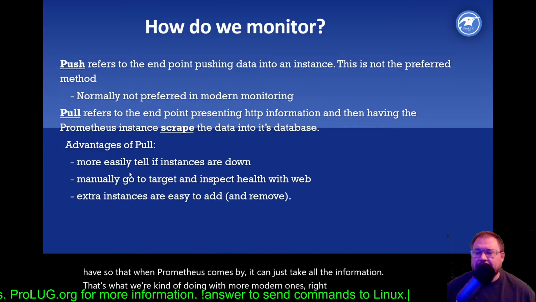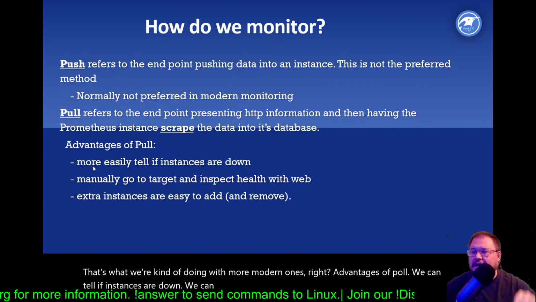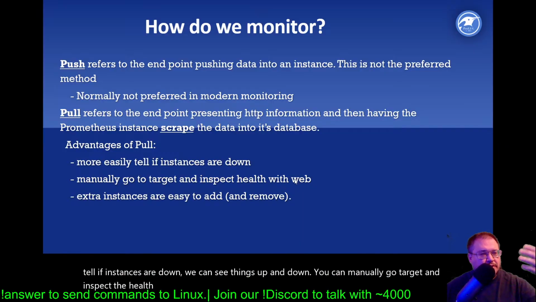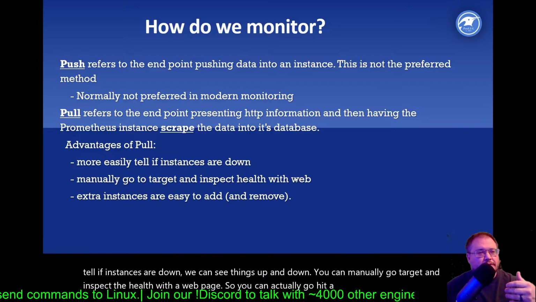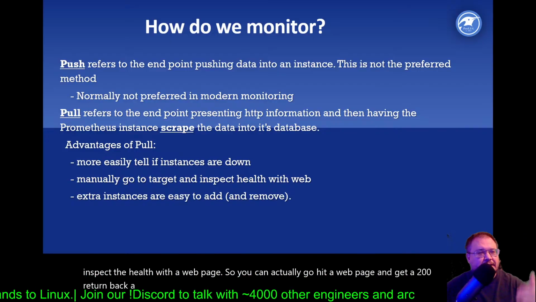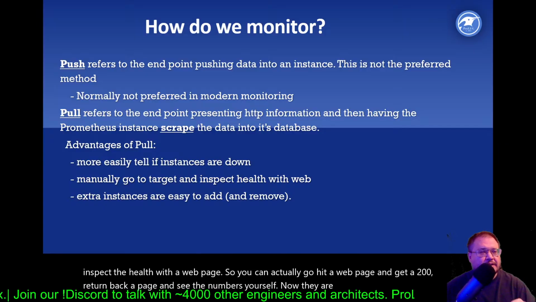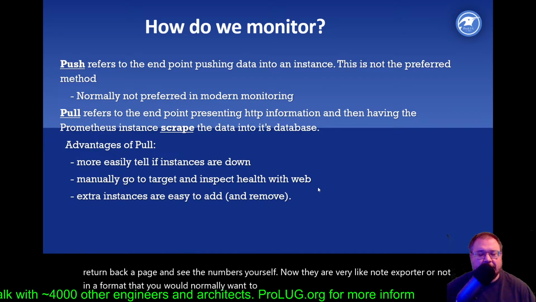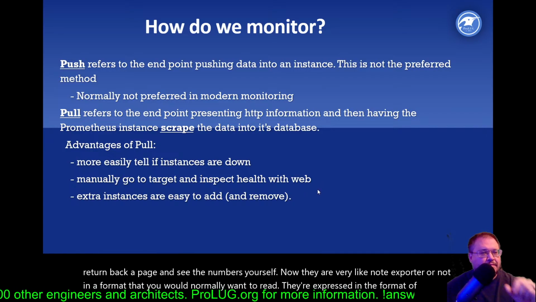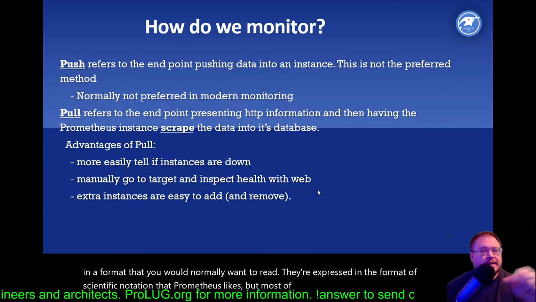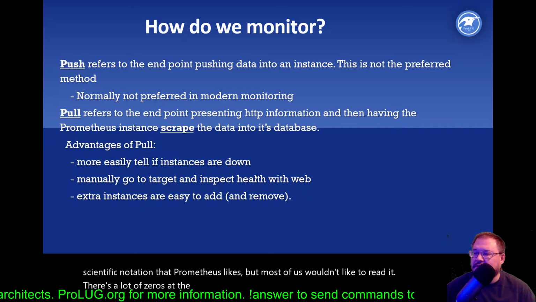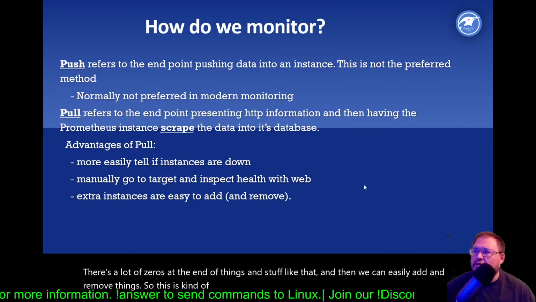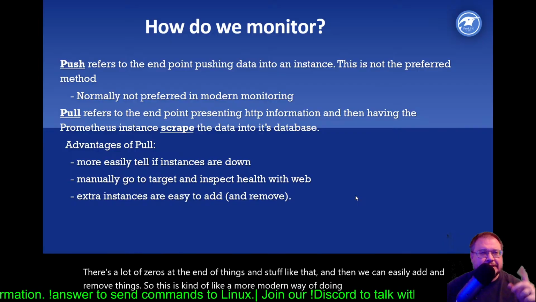Advantages of poll: we can tell if instances are down. We can see things up and down. You can manually go to a target and inspect the health with a web page. You can actually hit a web page, get a 200, have a page returned, and see the numbers yourself. Now, Node Exporter outputs are not in a format that you would normally want to read. They're expressed in scientific notation that Prometheus likes, but most of us wouldn't like to read it. There's a lot of zeros at the end of things. And then we can easily add and remove things. So this is a more modern way of doing monitoring. But we're going to see all that in the lab for sure.